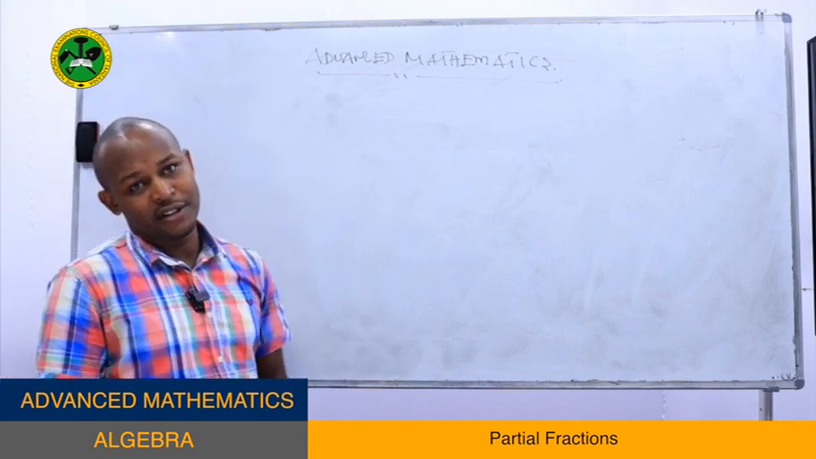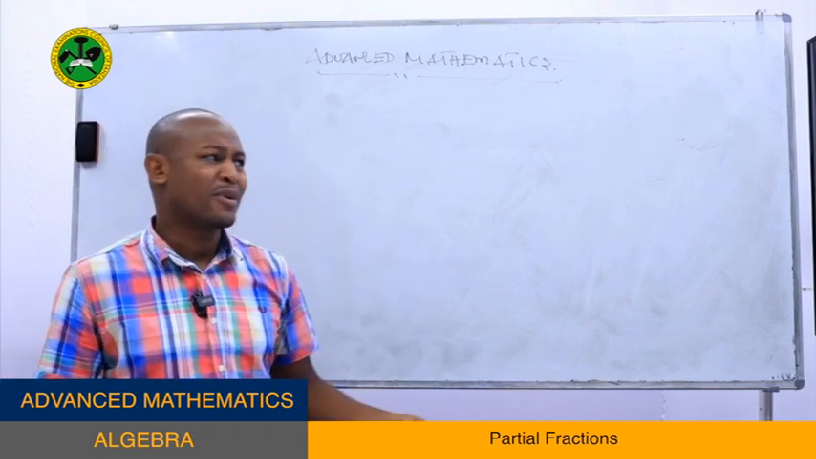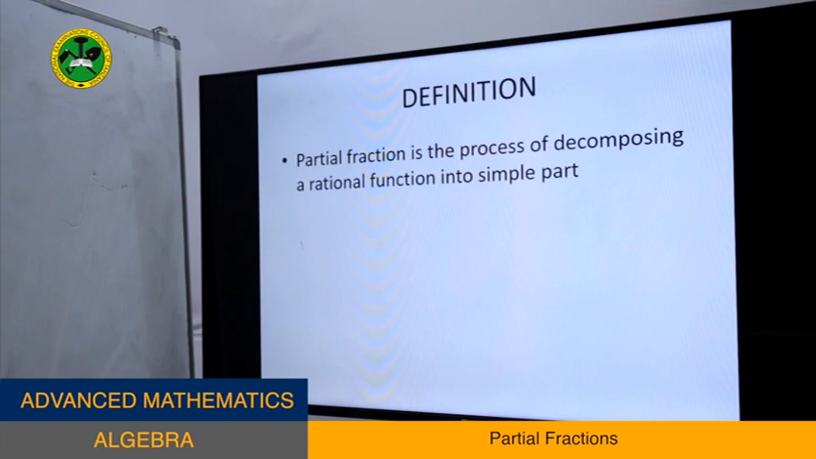What is a partial fraction? What do we mean when we say partial fraction? Partial fraction is the process of decomposing a rational function into simple parts. The process of decomposing a rational function into simple parts.